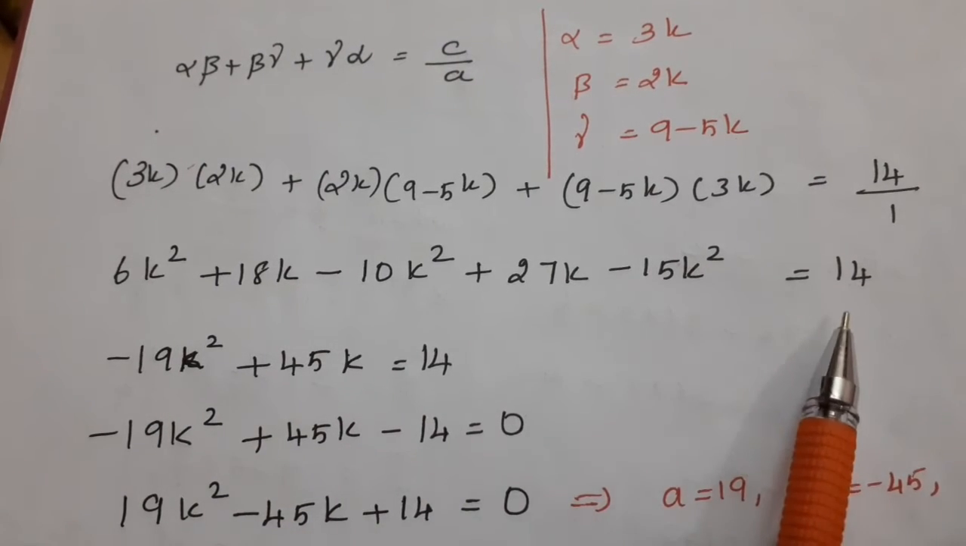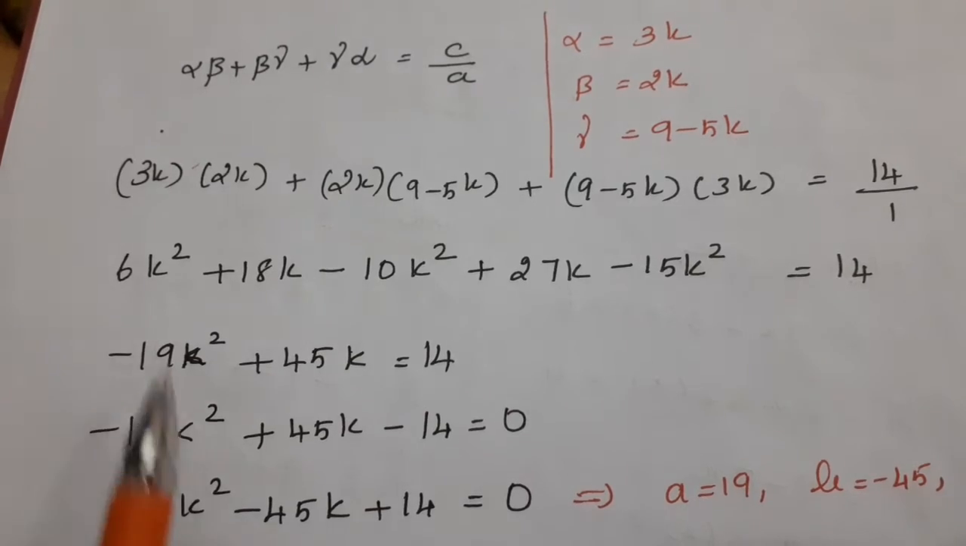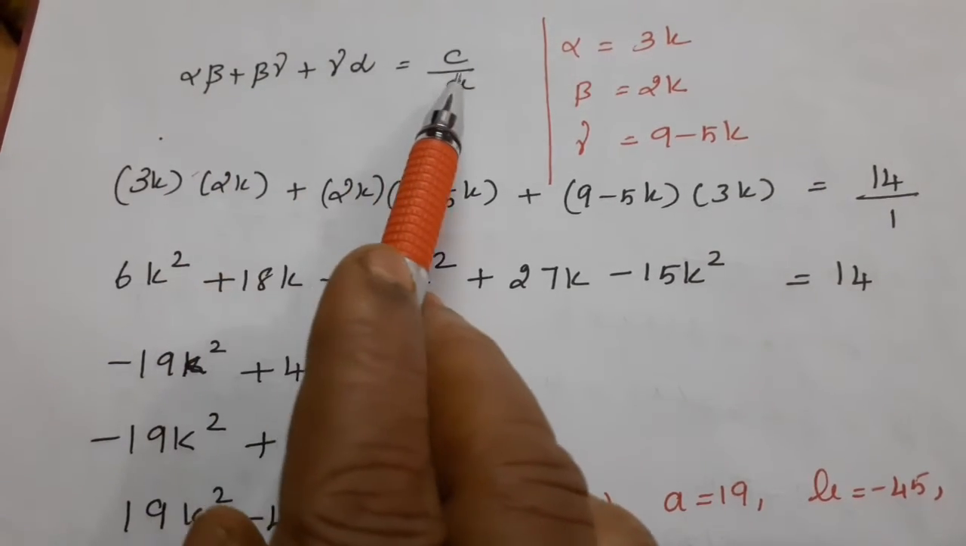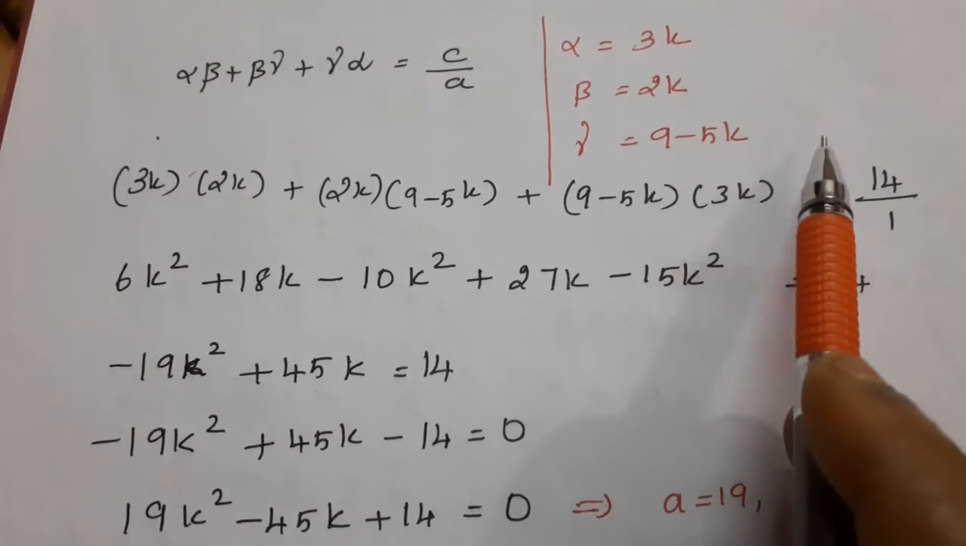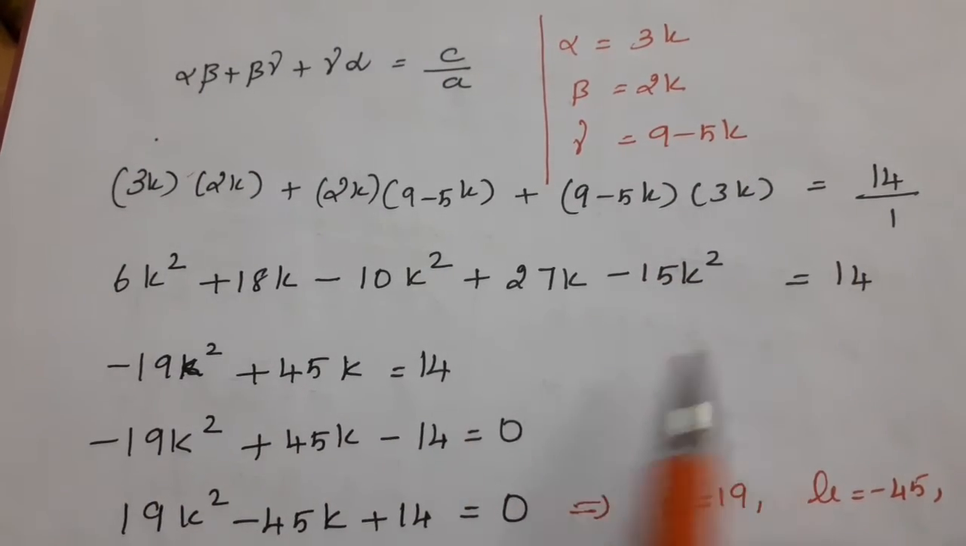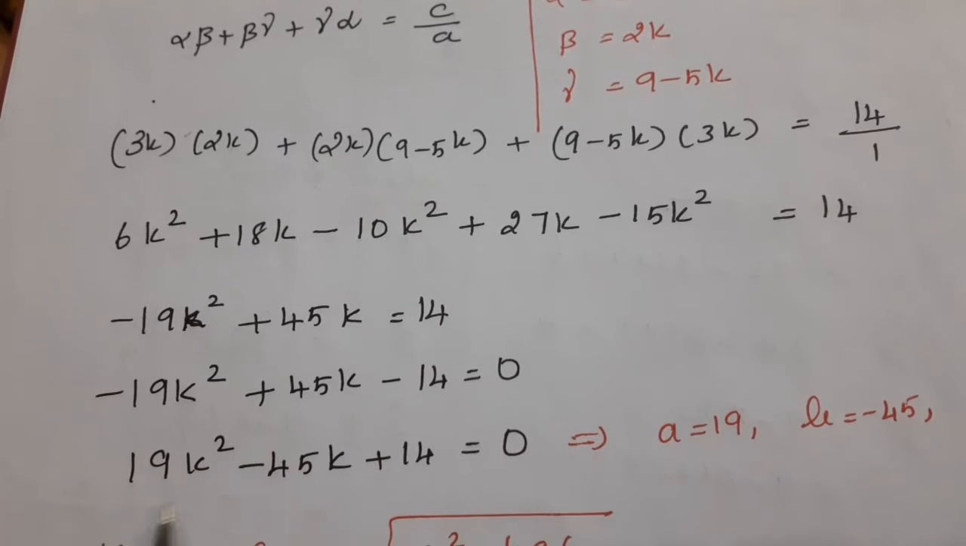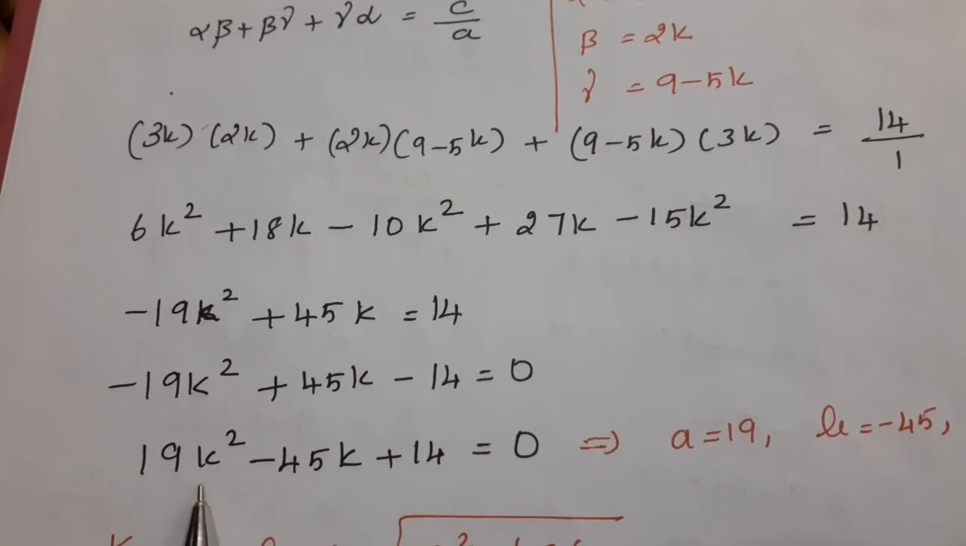After the simplification, we want to find the value of k. Alpha beta, beta gamma, gamma alpha equal to C by A. Instead of alpha, beta, gamma, substitute the results. We get a quadratic equation in terms of k. So what is the quadratic? You get 19k square minus 45k plus 14 equal to 0.